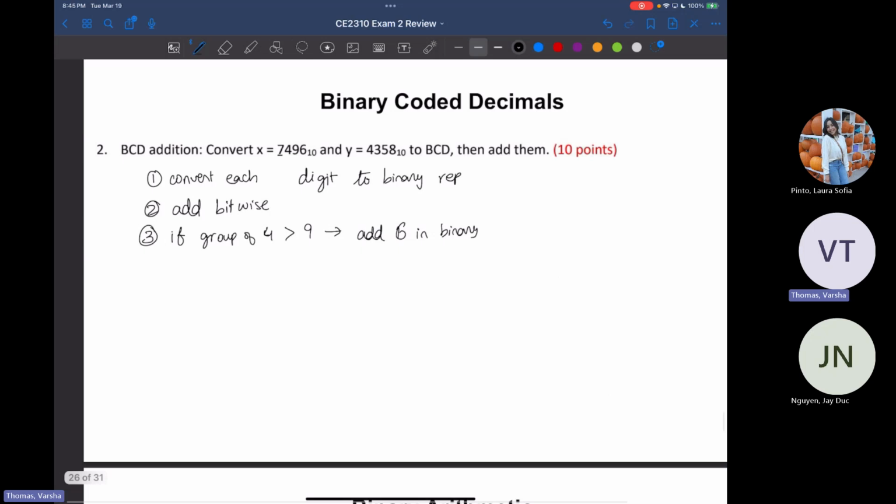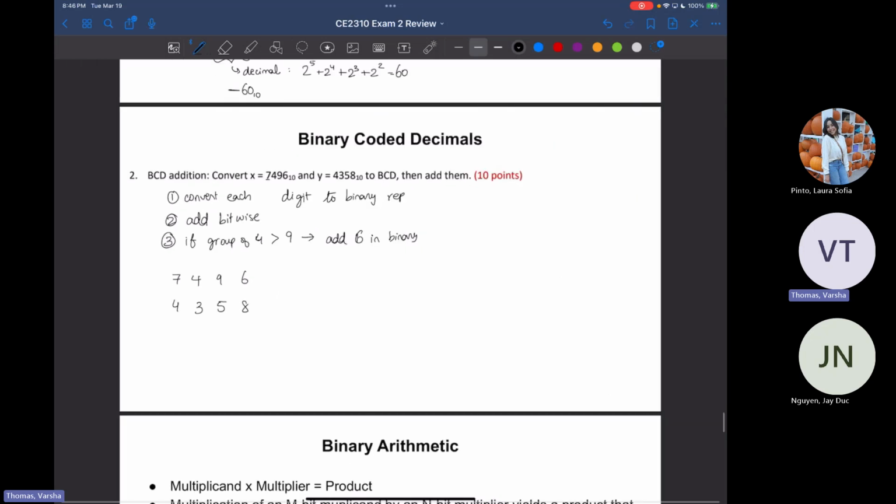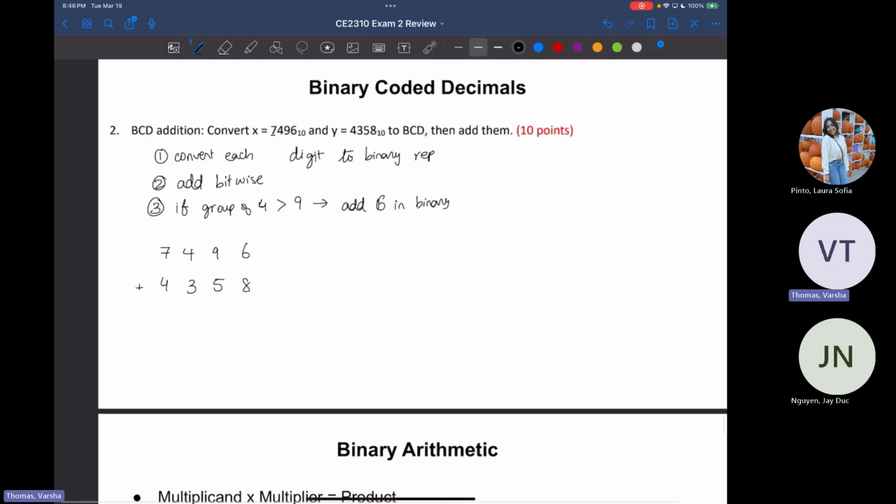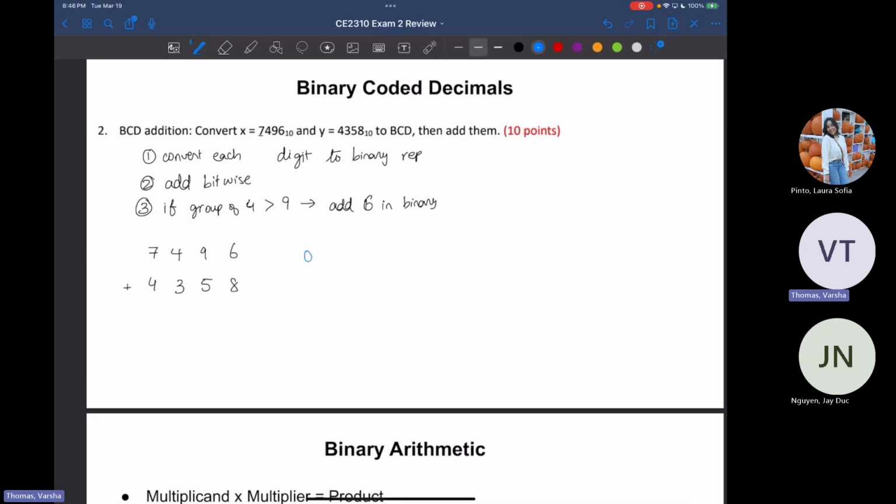So let's see, we have 7, 4, 9, 6, then 4, 3, 5, 8. And we're going to add those together. So let's work on converting each of these to a 4-bit binary number. So 7 is 0, 1, 1, 1. 4 is 0, 1, 0, 0. 9 is 1, 0, 0, 1. 6 is 0, 1, 1, 0. And then on our next row, for 4, we have 0, 1, 0, 0, then 0, 0, 1, 1, then 0, 1, 0, 1, and then 1, 0, 0, 0. Okay.